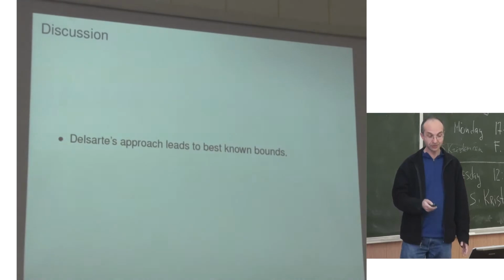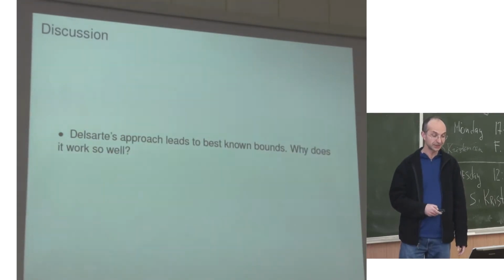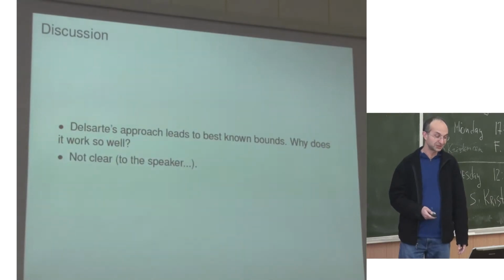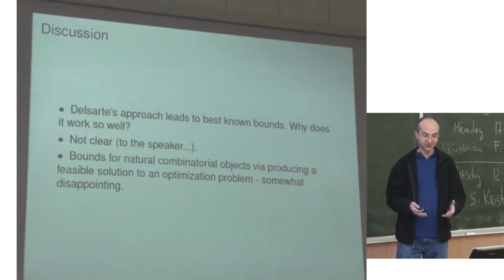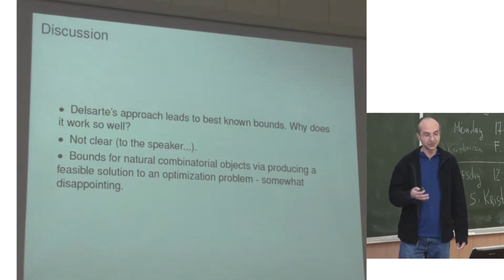So Delsarte's approach leads to best known bounds, and the question is why does it work so well. At least to me it's not clear, and I talked to Delsarte, and it's also not clear. It's a very nice approach, but it's kind of mysterious. We get bounds for combinatorial objects by producing a feasible solution to a somewhat unrelated optimization problem, using somewhat unrelated tools, which is slightly disappointing in a sense. Of course, this is something we do all the time in combinatorics, and I think this approach of Delsarte was one of the first examples of this linear programming approach. Maybe the first.